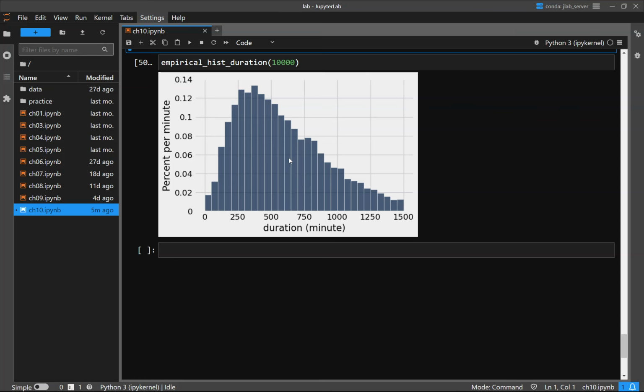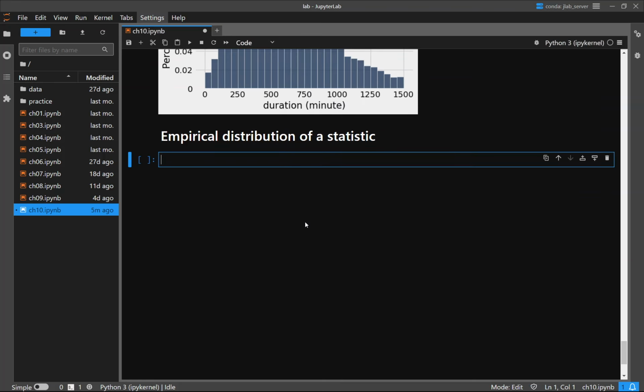So I want to calculate statistics now, not just take the sample and see the spread of the sample, because that's what we were doing. We want to actually calculate a number now. Empirical. And then we can graph that though. So there is a subtle distinction there. Empirical distribution of a statistic. So that's where we're going.